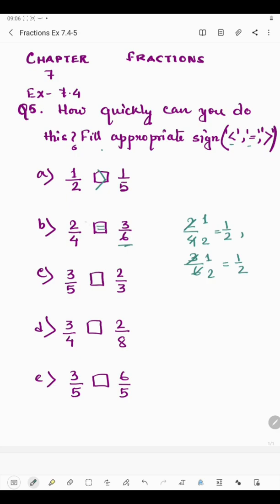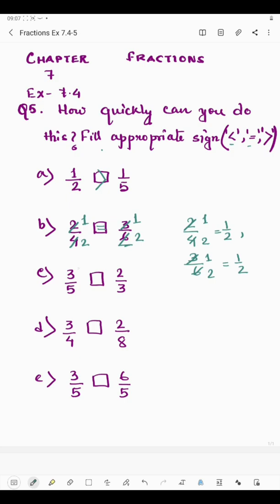So if the numerator and denominator are not the same, either we will make the denominator the same, or we will reduce to simplest form. So here if you divide the numerator and denominator by 2, then we will get 1 by 2. And if you divide the numerator and denominator by 3, then you will get 3 ones are 3, 3 twos are 6. So both are equal. Okay, so coming to next part.